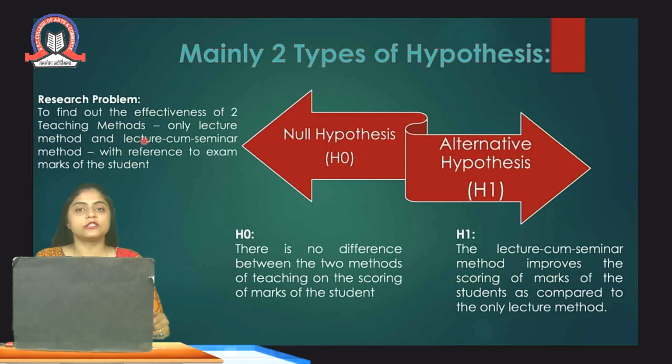So this is the problem. Out of this problem we have to make the null hypothesis and alternate hypothesis. The null hypothesis is represented as H0 while the alternate hypothesis is represented as H1. The null hypothesis is always a negative statement, whereas the alternate hypothesis is a positive statement.